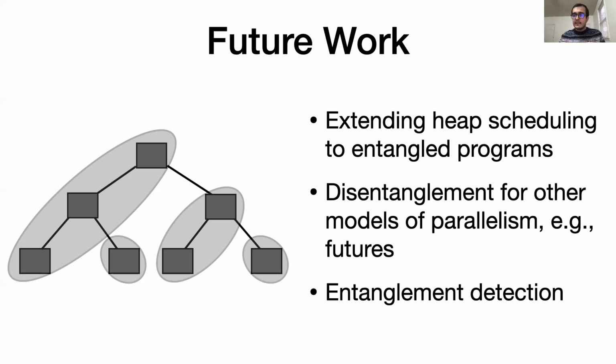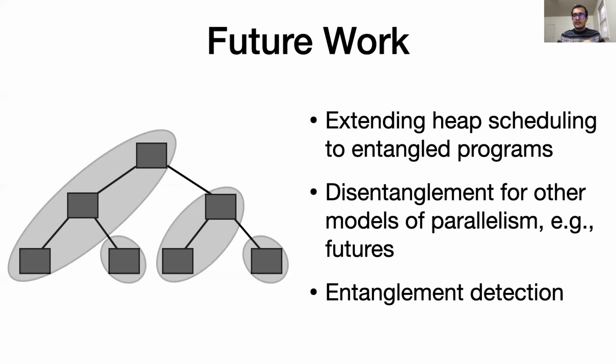In this paper, we considered fork join parallelism. While it is a good fit for a variety of applications, there are other applications that may benefit from more expressive models of computation. For example, interactive applications are very difficult to express with fork join. So we are interested in extending and understanding disentanglement for other models of parallelism, like futures. And then if we extend disentanglement, maybe we can extend these techniques to those models.